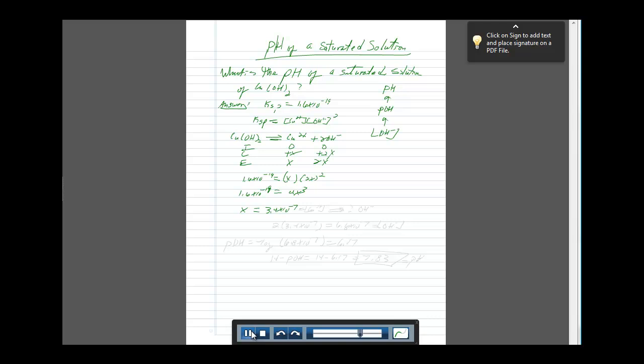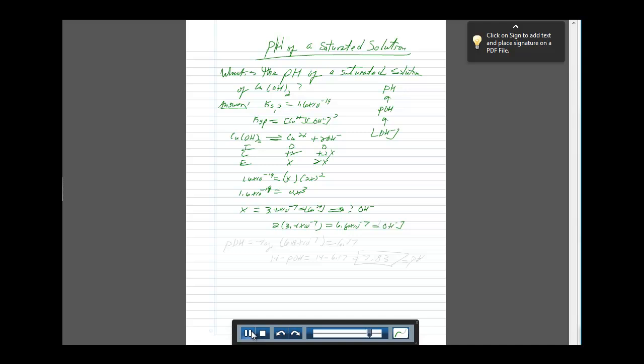And so what is x equal to? x is going to be the concentration of Cu2+. However, we don't want Cu2+. We want the concentration of hydroxide. Well, based on the ratio of 1 to 2, that means it's going to be 2 times the 3.4 times 10 to the negative 7 molar, which gives me 6.8 times 10 to the negative 7, and that's the concentration of hydroxide.